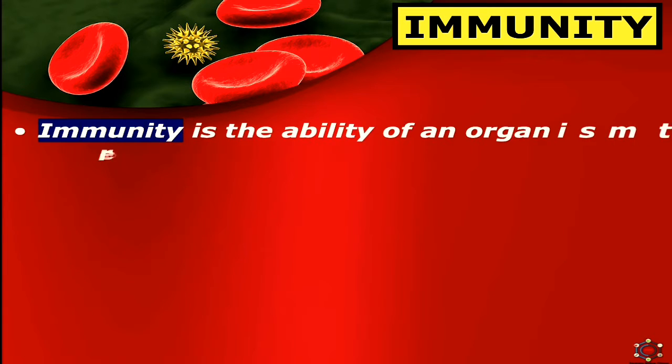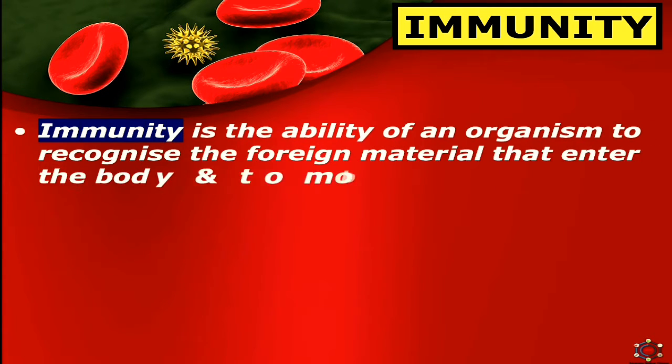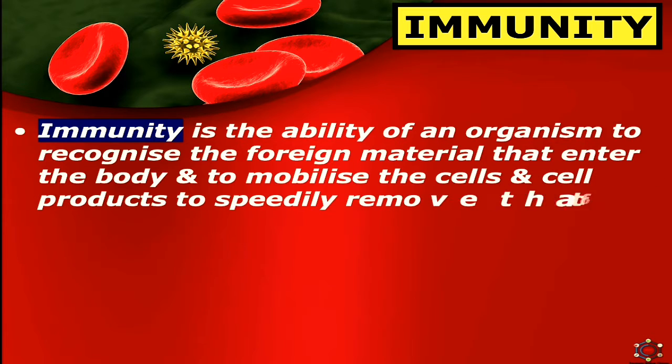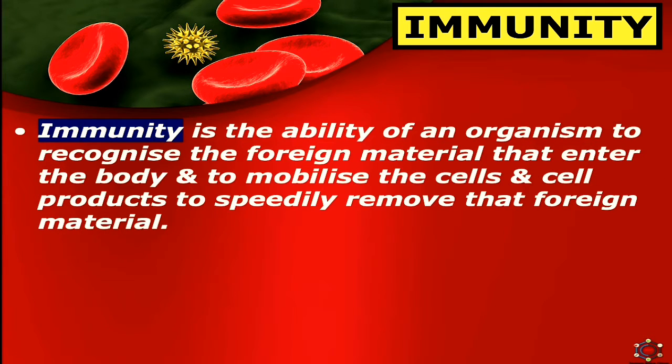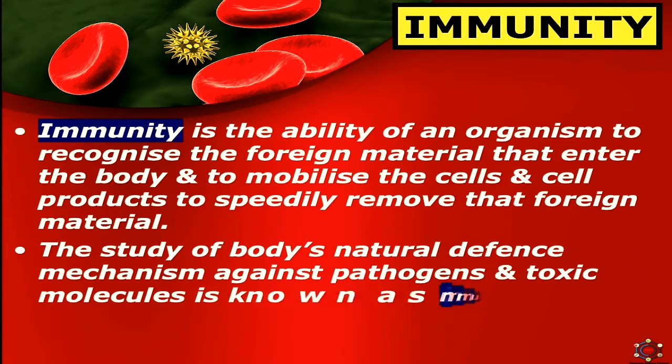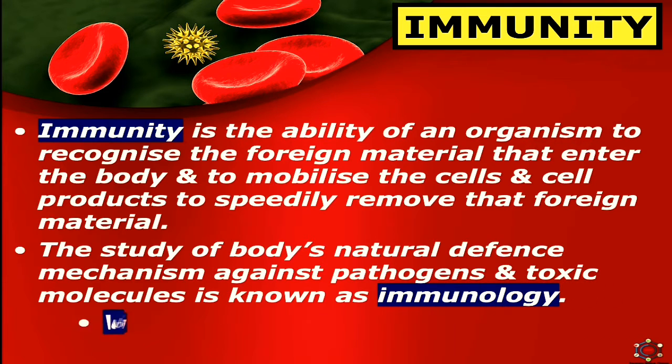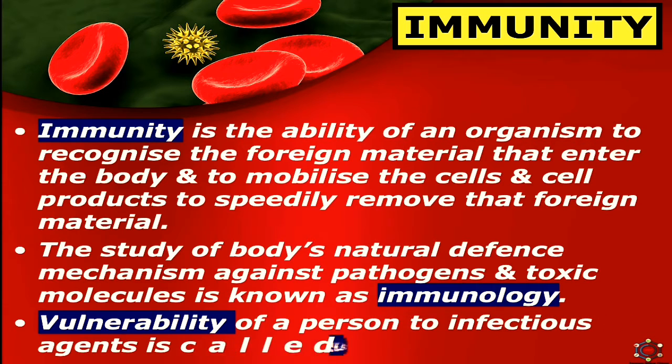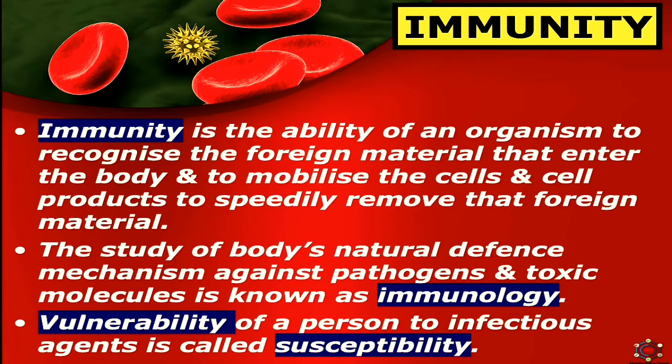So, the definition of immunity is the ability of an organism to recognize the foreign material that enters the body and to mobilize the cells and cell products to speedily remove that foreign material. The study of the body's natural defense mechanism against pathogens and toxic molecules is known as immunology. And the vulnerability of a person to infectious agents is called susceptibility, which is the opposite of immunity.